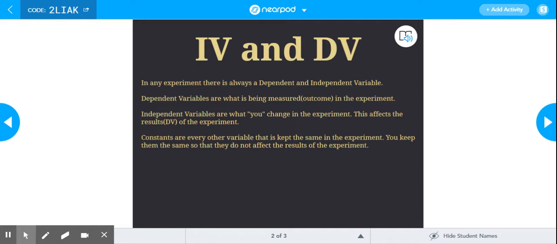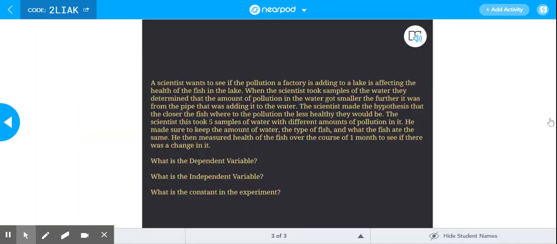Remember, you should only ever have two variables in an experiment, a dependent variable and an independent variable. Everything else should remain a constant because you do not want it to affect the results of the experiment. So let's check it out. We're going to go to this one example, and then I'm going to allow you guys to go out and try this on your own.